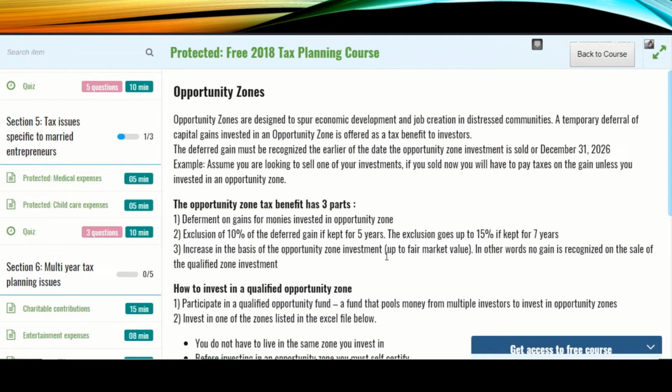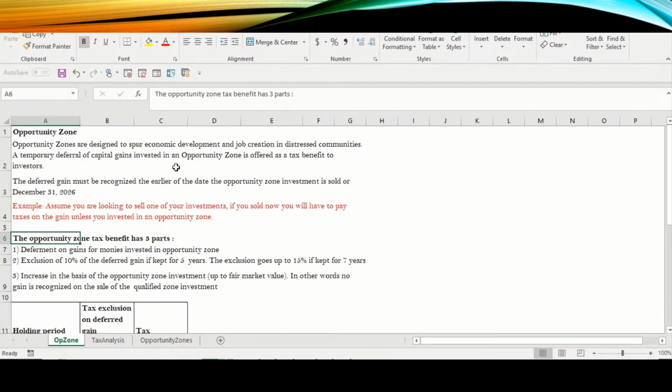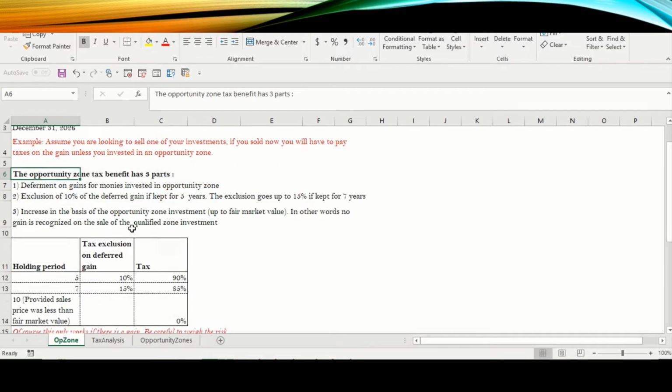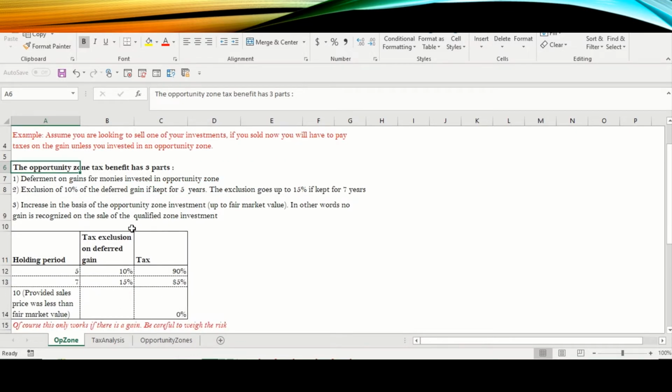Let's take a look at how this looks in the Excel file. So here's the Excel file you're going to download below in the course. The opportunity zone has 3 parts, as I just said. The first part is the deferment of gains for monies you invest in an opportunity zone. So when you buy and sell, rather than paying the gain in that tax year, you defer the gain.